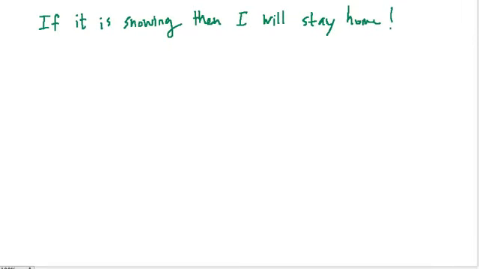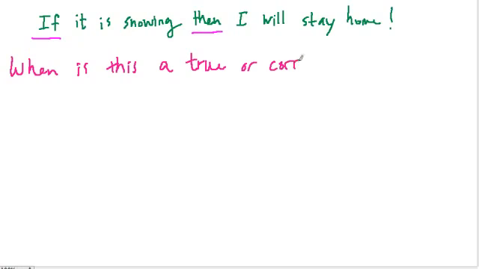So we also have conditional statements, and these are typically referred to as if-then statements. So if something, then I will do something else. Here in a conditional statement, let's pretend this is our starting point, which says if it is snowing, then I will stay home. Well, when is this true?